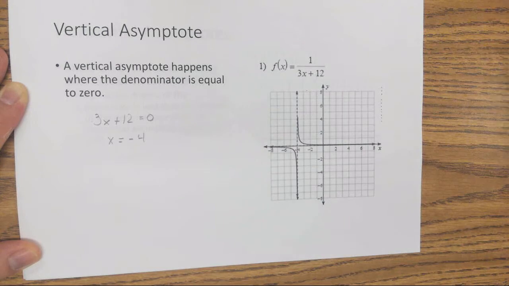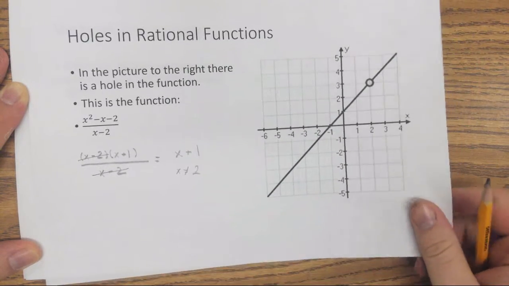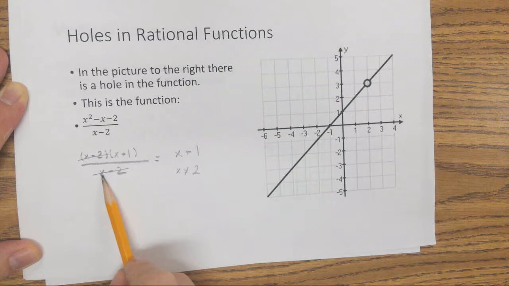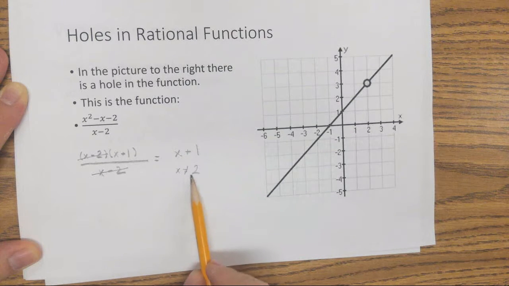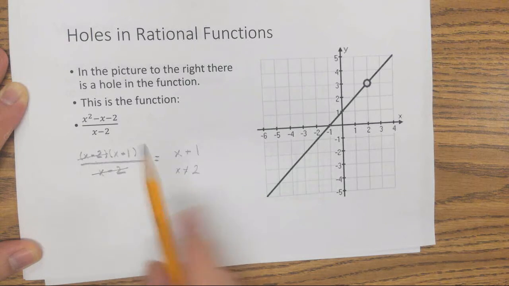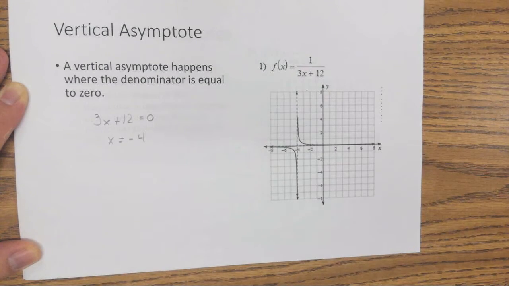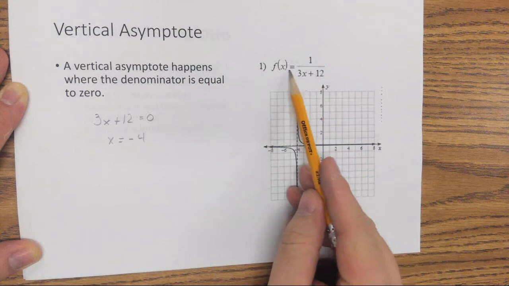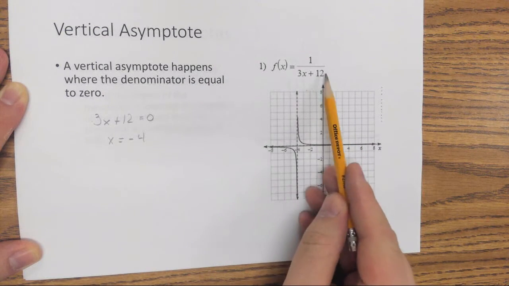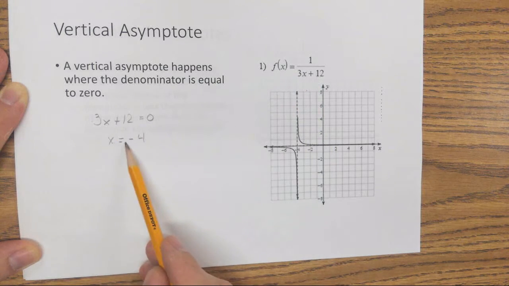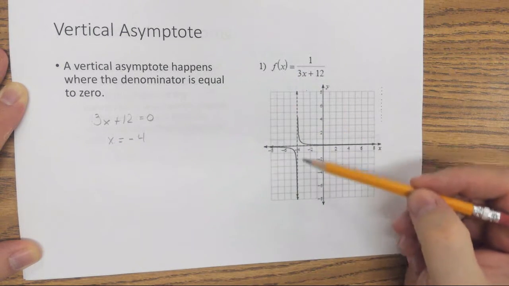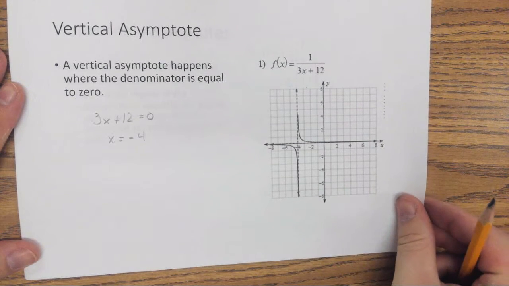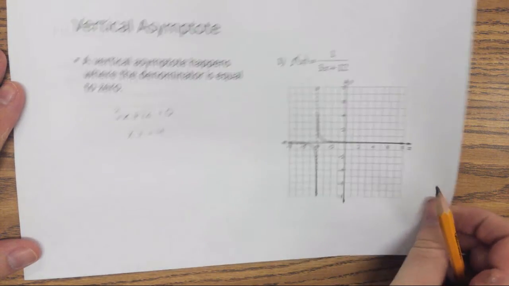Now this is different from the holes, because notice the holes happened where we canceled out. We got an excluded value here, but they canceled out, where with this one, there was no canceling out. The place where the denominator equaled 0 was at x equals negative 4, and that was your vertical asymptote. So that's the difference there. You can have holes and vertical asymptotes.